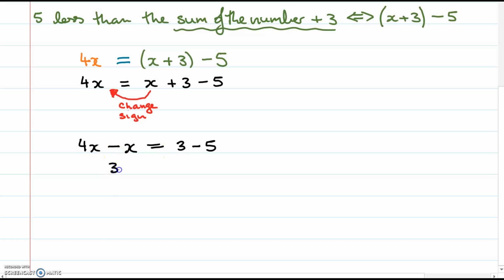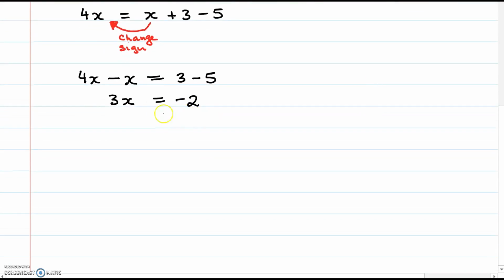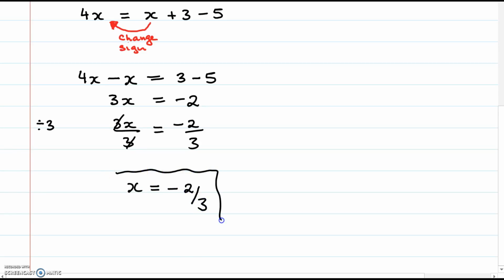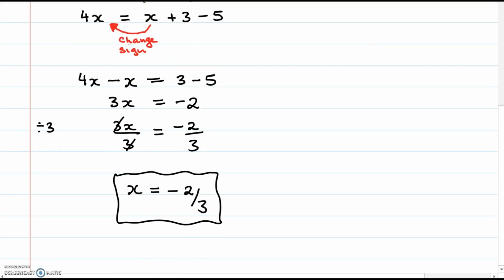4x minus x is going to be 3x, which is equal to 3 take away 5, that's going to be minus 2. And the last step in solving equations is to divide by the number in front of x. So we're going to divide both sides here by 3. And that's going to give you 3x divided by 3 is equal to negative 2 divided by 3. The 3's will cancel, so that leaves you with x is equal to negative 2 over 3. Okay, so that's 6 minutes to there. It's maybe a little bit tough, but it's certainly nothing that is too strenuous.